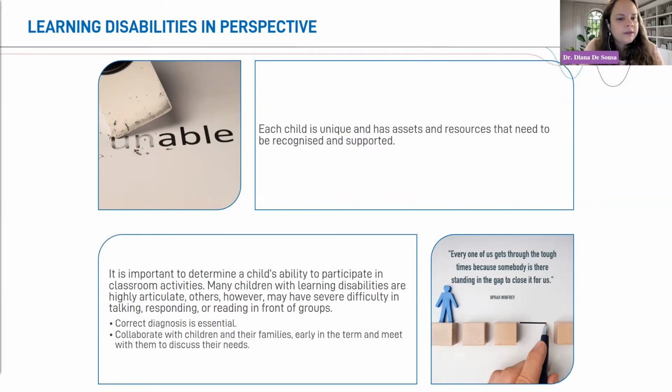It's also important that we determine whether a child can participate in the classroom activities, because some are highly articulate and others might have severe difficulty. So again, we have to look at each child as a unique person. The correct diagnosis is essential. So those DSM diagnoses, whether they're comorbid, whether there's emotional difficulties, for the correct mental health professionals to develop a treatment plan.